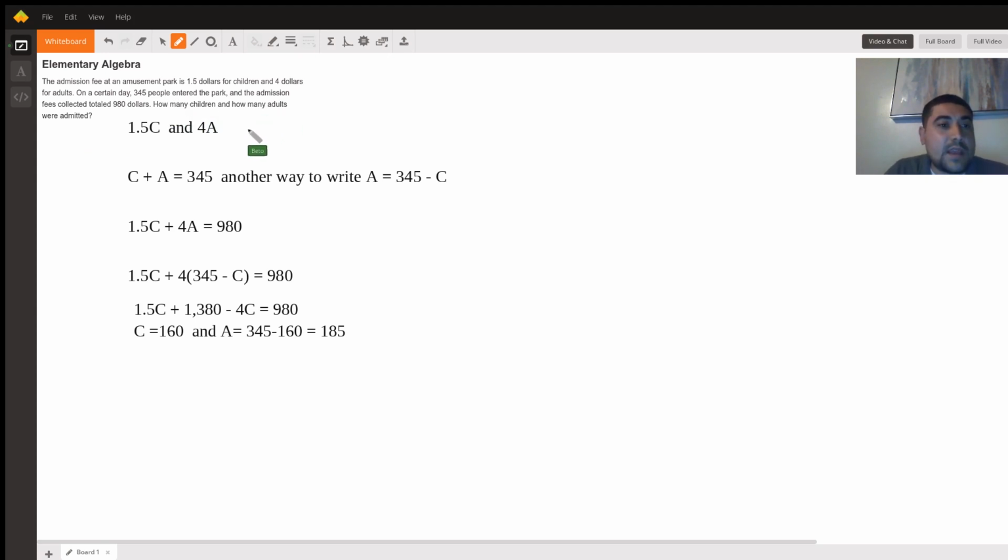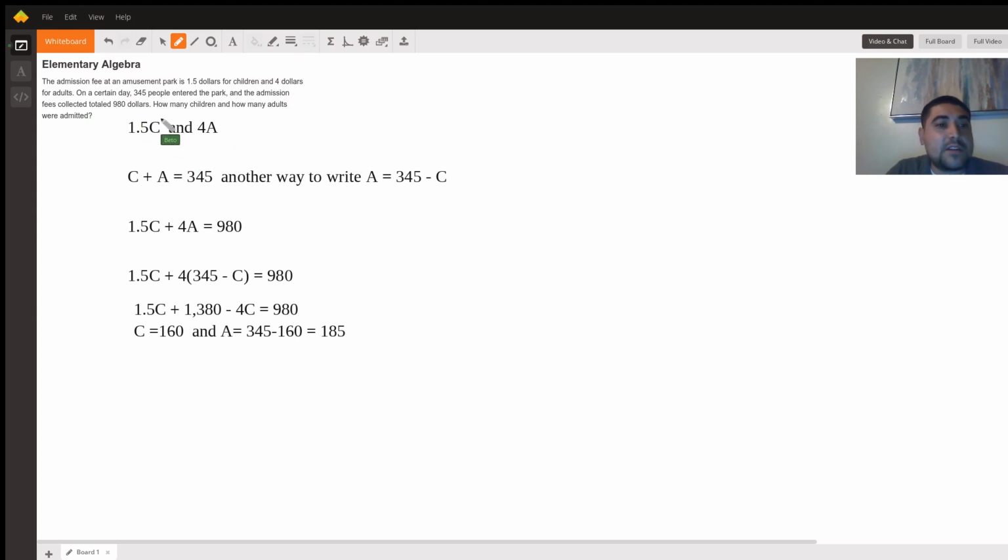So let's take what they gave us first in the first sentence here. It says that the park charges a fee of $1.5 for children. So I denoted that as 1.5 times C. And then they said $4 for adults, which is 4 times A. A stands for adults. So we have that information.